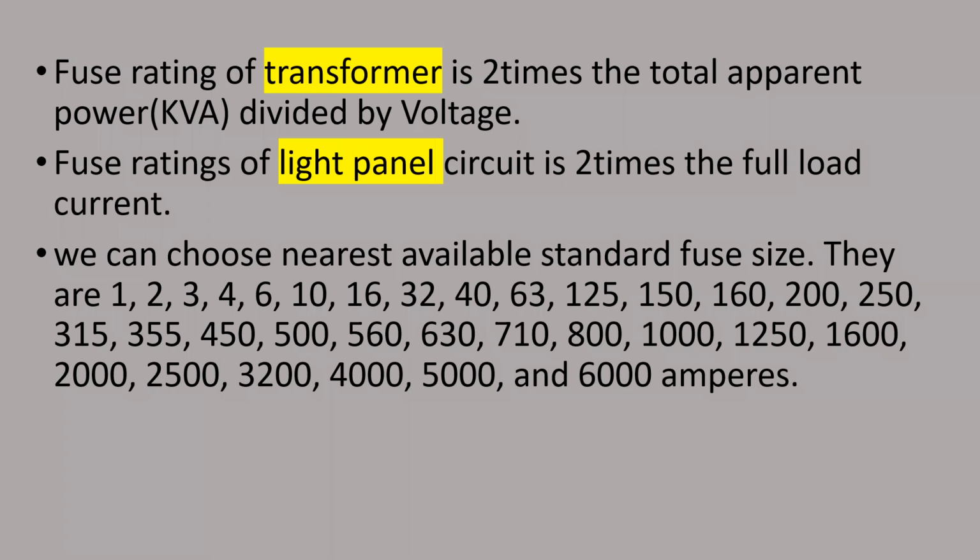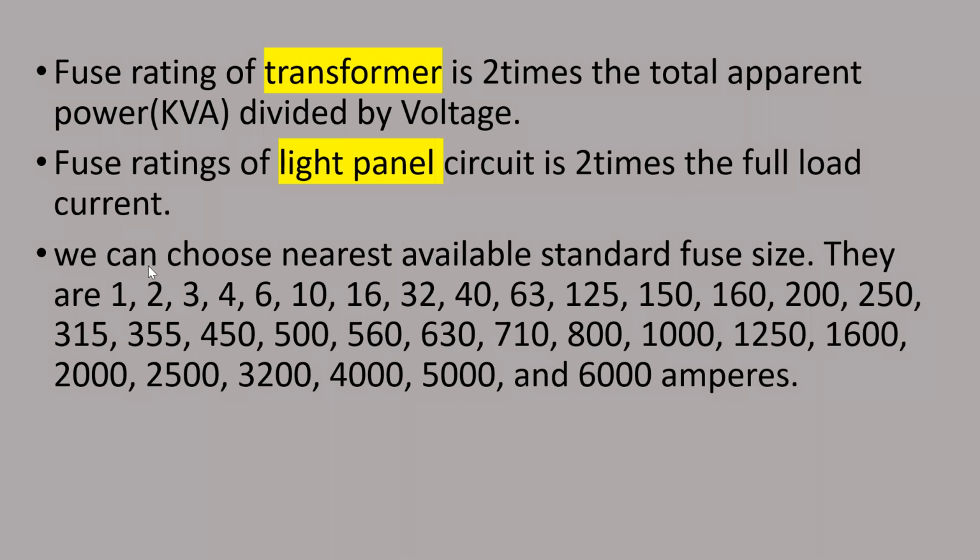Then how do we find out the fuse rating for the light panel circuit? Many panel circuits will be there. Suppose 10 lights will be connected. So 10 into the individual power, that way you will get the current rating. After the current rating is calculated, into 2 times, that will be your fuse rating. It is called full load current. Full load current into 2 times will give you the fuse rating of your light panel.